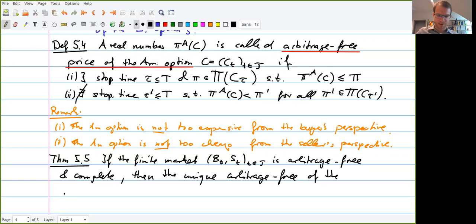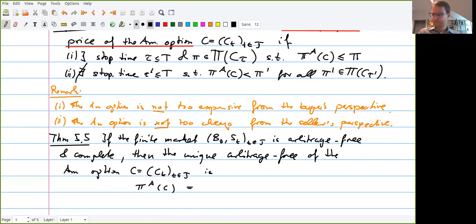of the American option C is given by, okay, let me make it a bit... The price should somehow reflect this optimal stopping problem we face. And indeed it does. So we can represent the price of the American option as an optimal stopping problem.